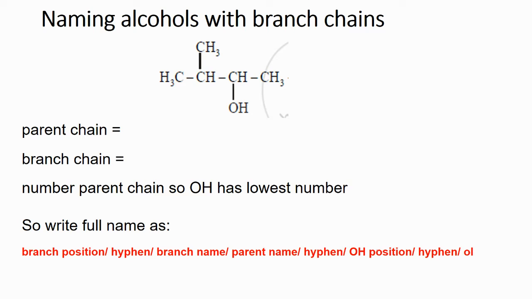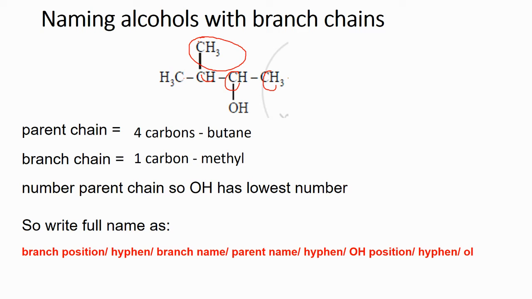Naming alcohols with branch chains. First of all, you have to name the parent chain. In this case, it's butane. 1, 2, 3, 4 carbons. The branch chain is this one here, 1 carbon, so it's methyl. You number the parent chain so that the OH group has the lowest number.